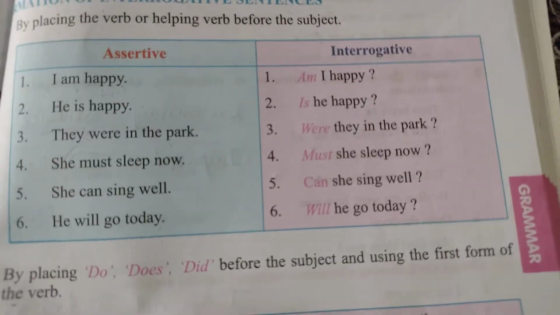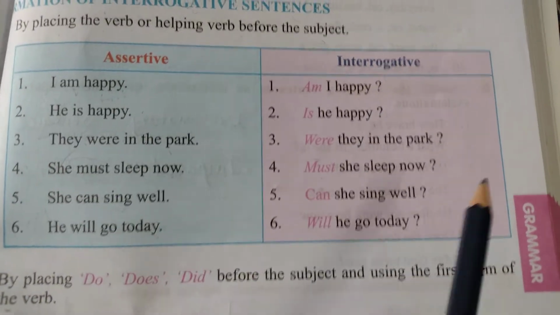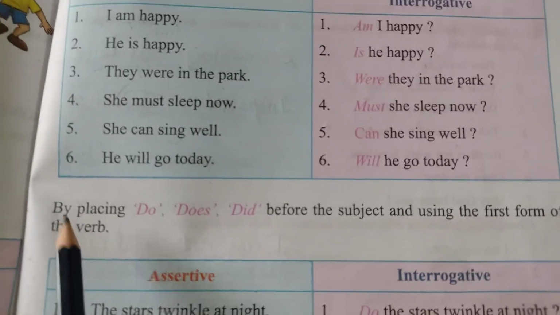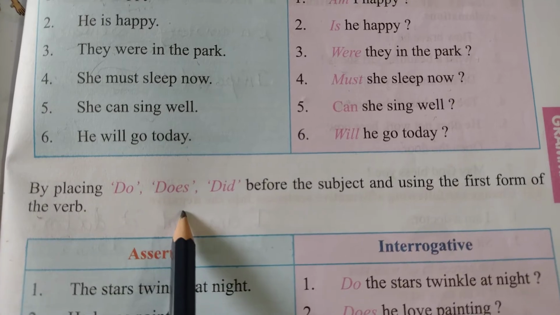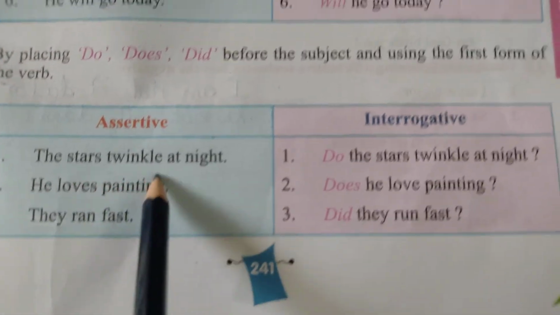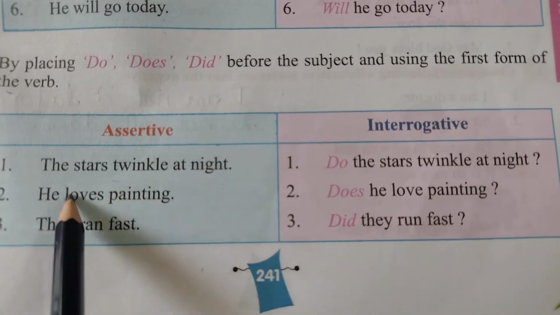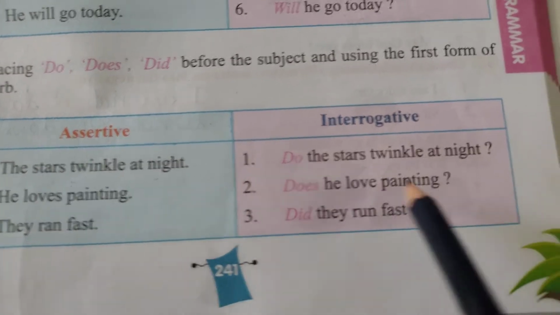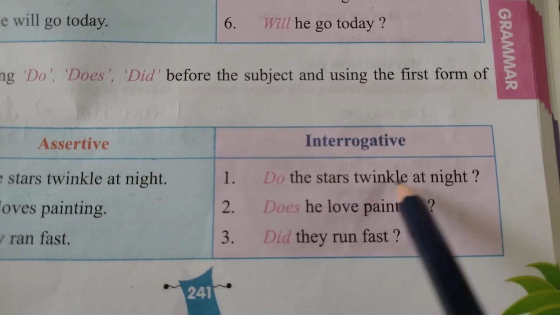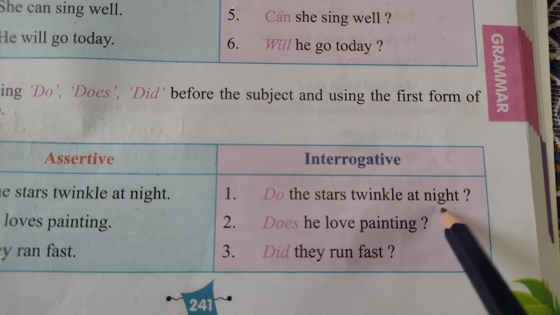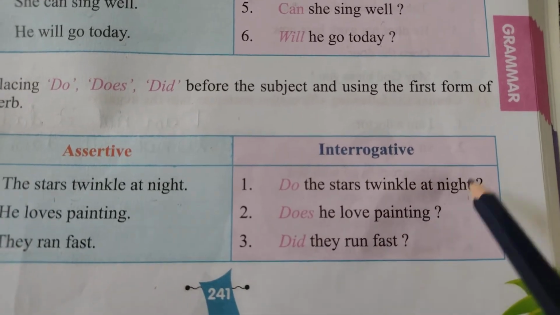So in this way you have to make an assertive sentence into an interrogative sentence. In the same way, one more point: by placing do, does, did before the subject and using the first form of the verb. See here, the stars twinkle at night. This is clear information that the stars are twinkling at night. But here it's a question: do the stars twinkle at night? That means, is it correct that the stars twinkle at night? So this is a question.